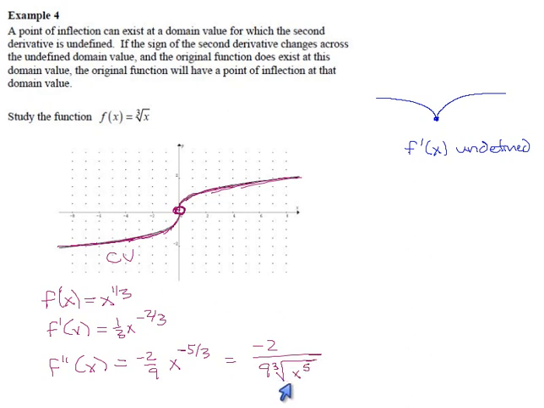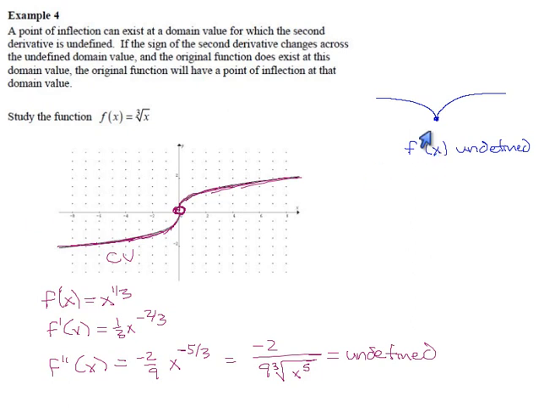Now when we look at our second derivative, if we put 0 into it, we get 0 to the 5th power is 0. Cube root of 0 is 0. Times 9 is 0. Negative 2 divided by 0 is, kaboom, undefined.